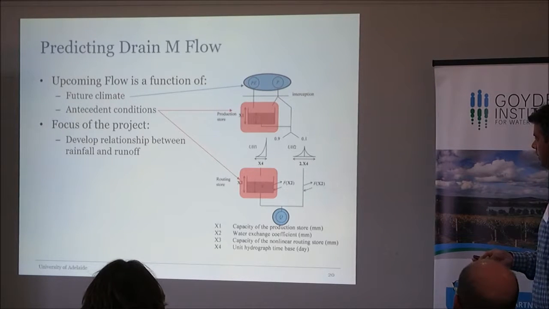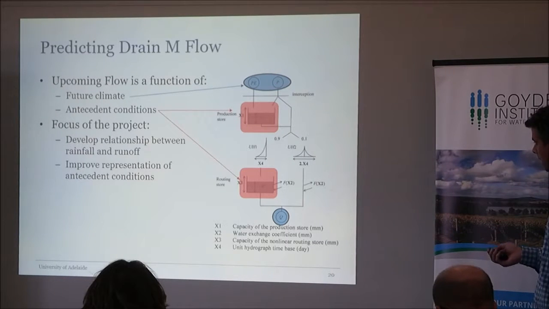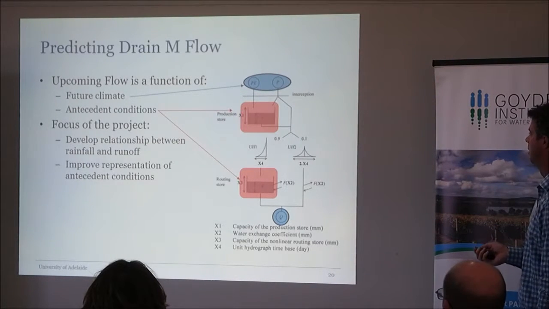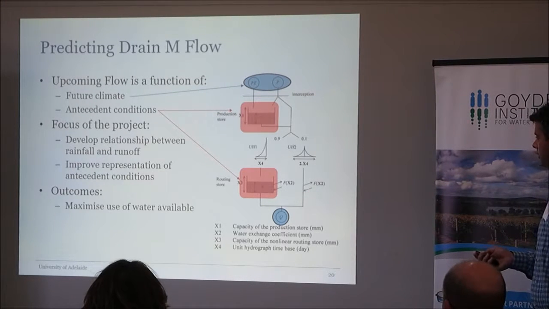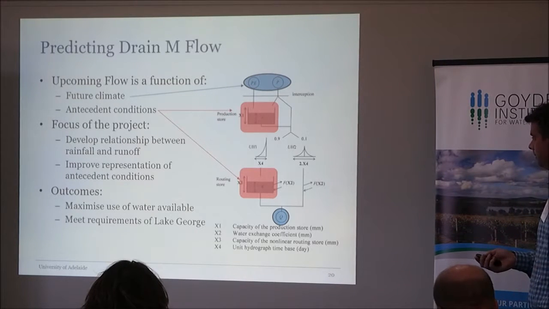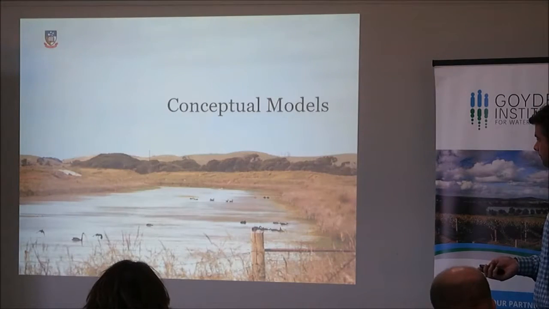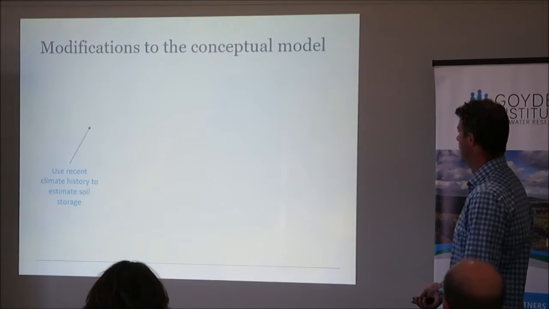So this project is looking at how we can develop these relationships to map the future climate to rainfall, and how we can improve the representation of the current state of the catchment. And trying to make use of what is available while still meeting the requirements at the bottom of the system. So the first type of models, those sort of bucket types of models.